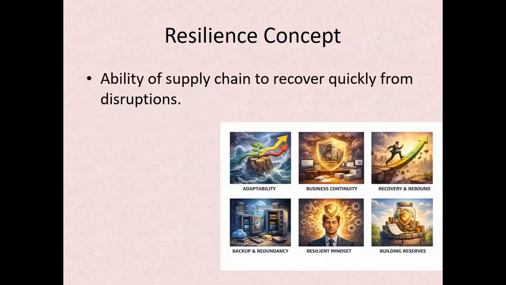Let us understand the concept of resilience in supply chain systems. Resilience is the ability of a supply chain to absorb shocks, adapt to disruptions, and recover quickly. Unlike traditional risk management, which focuses on prevention, resilience emphasizes adaptability and recovery. In simple terms, a resilient supply chain does not just survive disruptions, it thrives despite them.